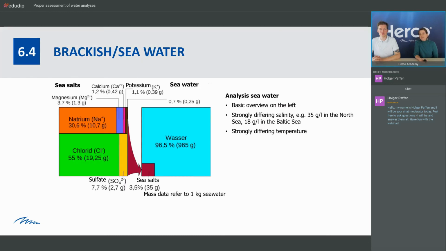And then we have brackish water or seawater. This is just really a very, very general example, not a real analysis. So this is just to show you, you have a lot more salt concentration. You see here that's approximately 3.5% or 35 grams per liter. This is an average example, let's say, but you can have very different salinity, very different salt concentration. So this would be, let's say, North Sea, but in the Baltic Sea, you have only half of that. And if you go to the Red Sea or the Dead Sea, I guess you'd have a lot more.